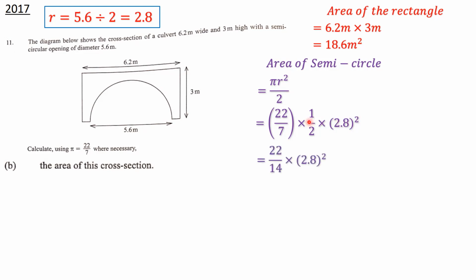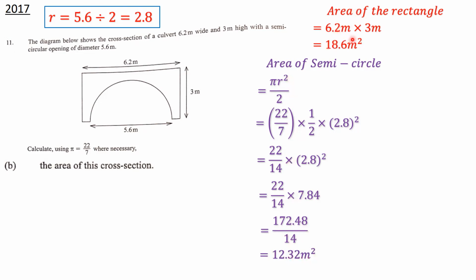And so what we're going to do here is multiply 22 times 1 is 22. 7 times 2 is 14. Then we have 2.8 squared, or we're going to raise 2.8 to the power of 2, which is 7.84. Then we multiply 22 times 7.84 is 172.48. Divided by 14, we get 12.32 meters squared. So this is the area of the semicircle.